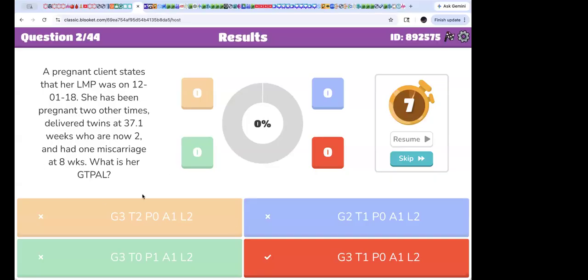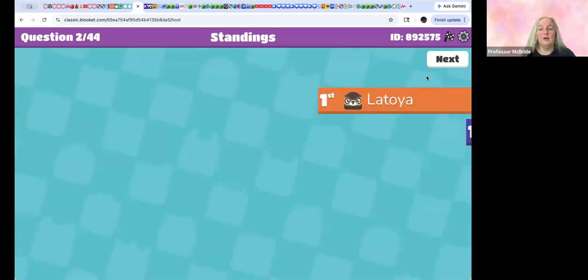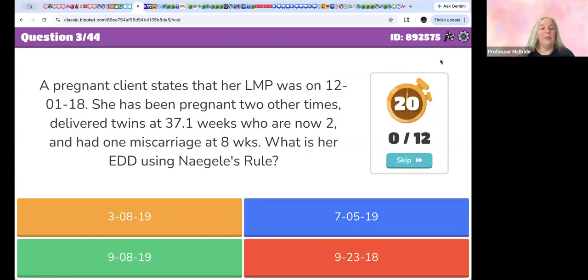All right, I do think we see this one again. So otherwise, why did we find out her LMP? Because that wouldn't really matter what her period was. So we probably have to figure something else out with her. Oh, there she is again. Her last menstrual period is 12/1 of 18. It wants to know what's her estimated due date using Nagel's rule.